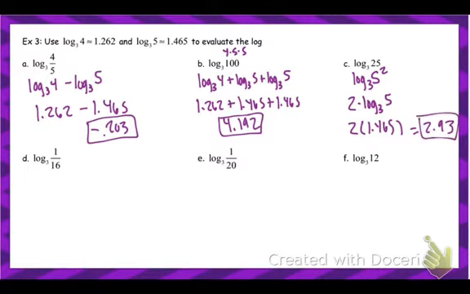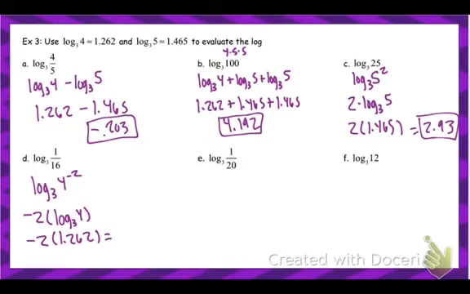All right, let's look at log base 3 of 1 over 16. This is a case where it may be easier to use exponents. 1 over 16 is the same thing as 4 to the negative second. So this is negative 2 times log base 3 of 4. So this is negative 2 times 1.262, which gives me a negative 2.524.